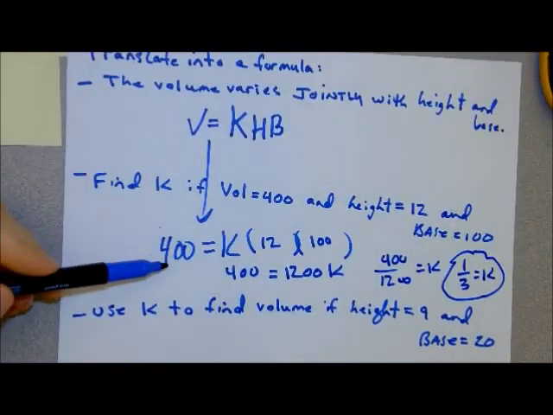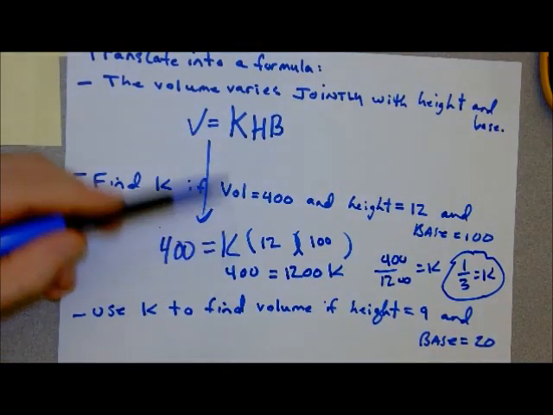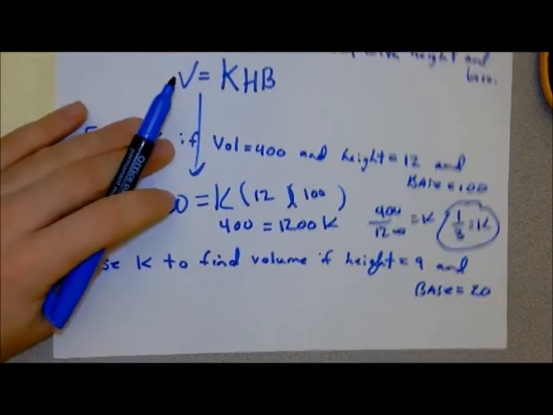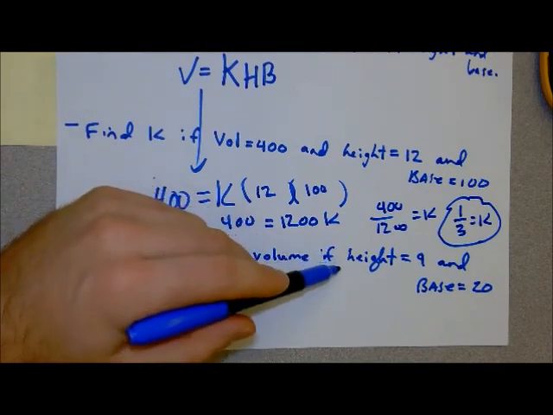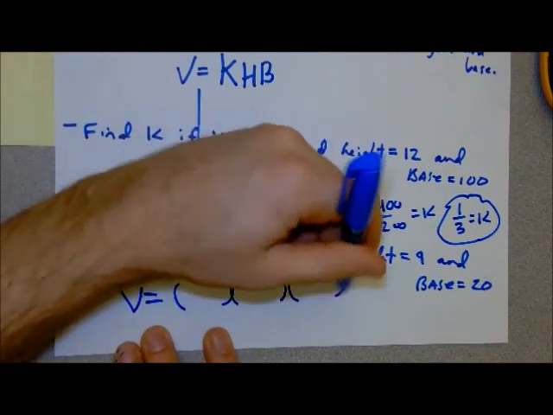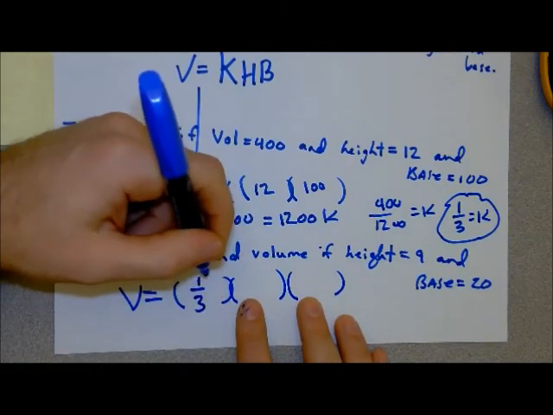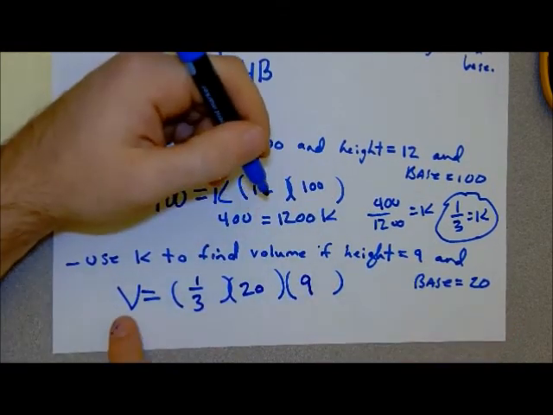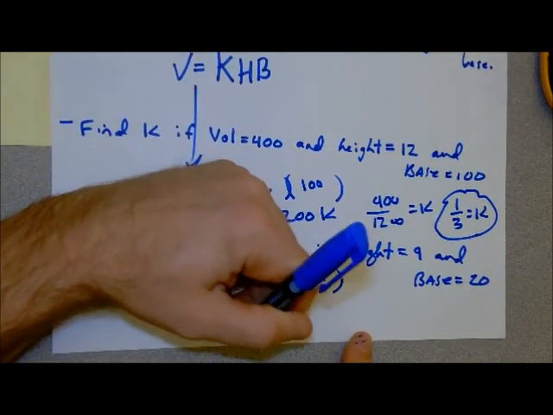A common mistake people make when going from here to here is they don't include the K in the equation. You need to make sure you bring everything down and solve for the one variable you don't know. For the last part, it says use K to find the volume if, and they give you a height and a base. So we're looking for the volume. Volume is equal to K times the base times the height. We know that K is 1/3. We know that the base is 20, and we know that the height is 9. If you multiply these three things together, you would get the volume is equal to 60.